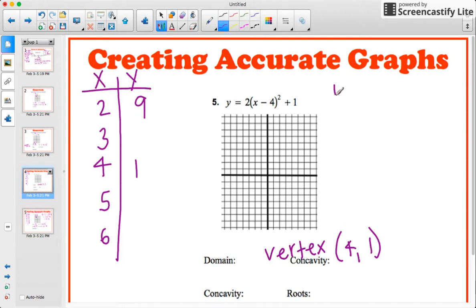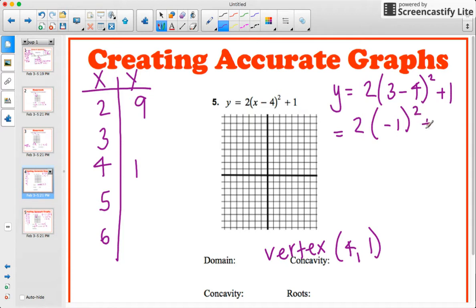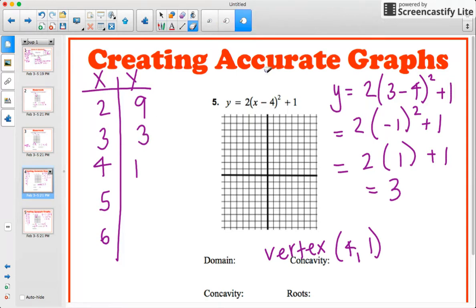Let's try 3. y equals 2 times (3 minus 4) squared plus 1. This is going to give me 2 times negative 1 squared plus 1. This will give me 2 times 1. Negative 1 times negative 1 is positive 1, plus 1. This will give me 3. So it looks like I'm here at 3.